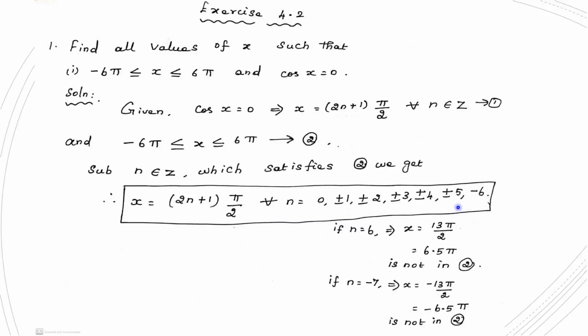இதே மாதிரி first exerciseலயும் ஒரு sum இருக்கு. How to go through that. 0 plus or minus 1 plus or minus 2 plus or minus 3 plus or minus 4 plus or minus 5 and minus 6 alone.